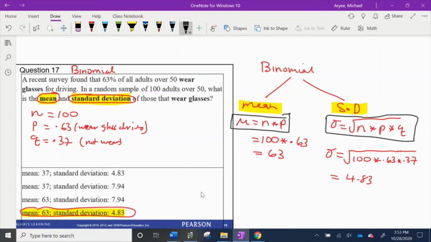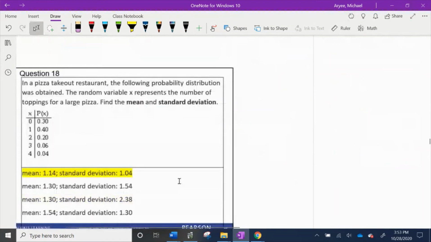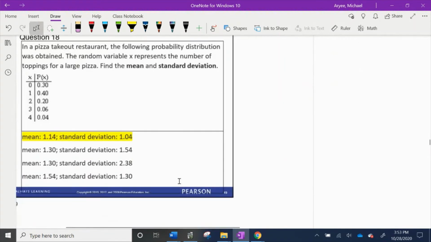When it is binomial and they're asking for the mean, this is what I have to do. When it's binomial and they're asking me for the standard deviation, this is what I have to do. That's it. Okay, thank you. Very good. So this is very fruitful. I'm happy we have this.